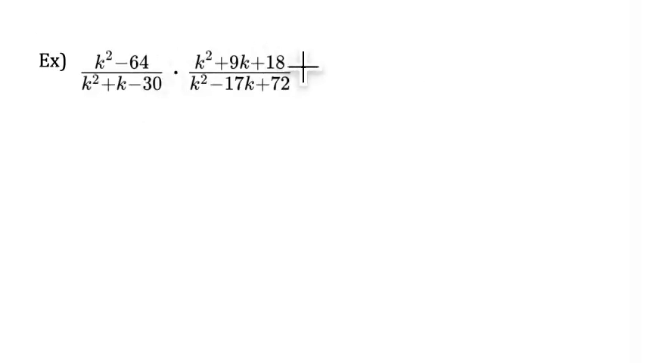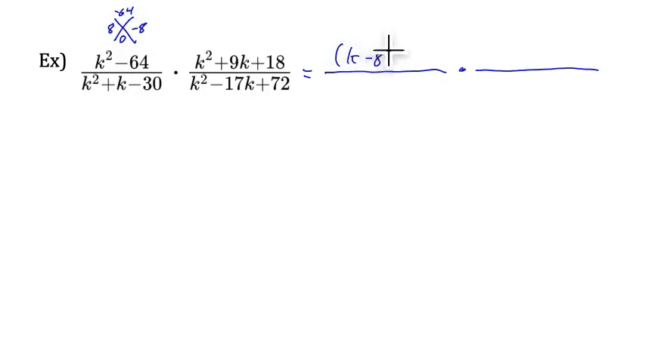Okay, let's give it a try. In the first polynomial, this is a difference of two squares. So if you're familiar with that pattern, you can quickly factor it. You can also factor it with a diamond. We're looking for two numbers that multiply to make 64 that add up to 0, because in between here would be a 0k. So that would be 8 and negative 8. So k squared minus 64, well, that's k minus 8 times k plus 8.